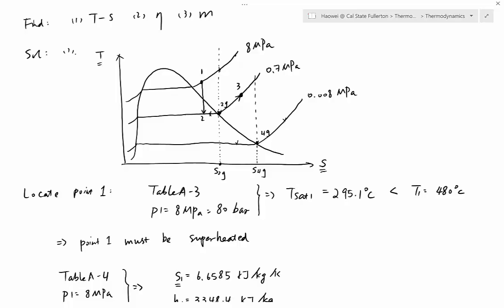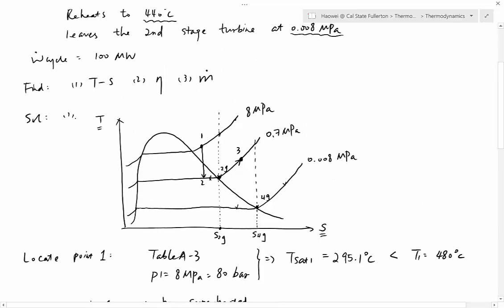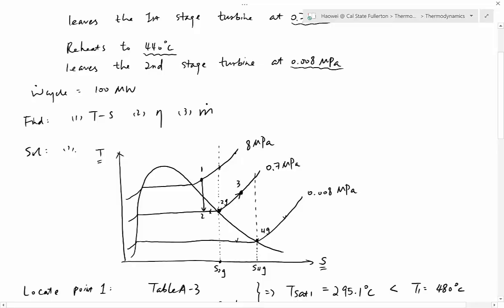Okay, so now we've fixed the location of number 3. You can see it's not very easy, huh? There's so many details you have to pay attention to. And then number 4 will just be very, very easy once number 3 is fixed. Because 3 to 4 is the second stage turbine, and it is an isentropic process. So 3 to 4 must be a vertical line going down. Down to where? The problem says the second stage turbine at 0.008 megapascal. So you just go straight down till you reach 0.008 megapascal, and now that's my number 4.